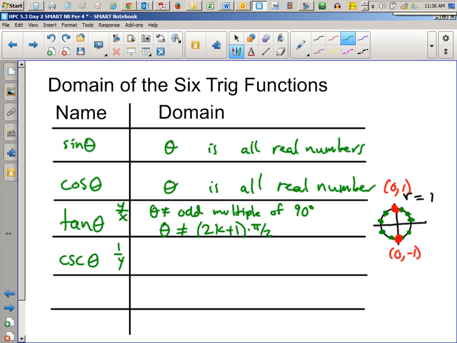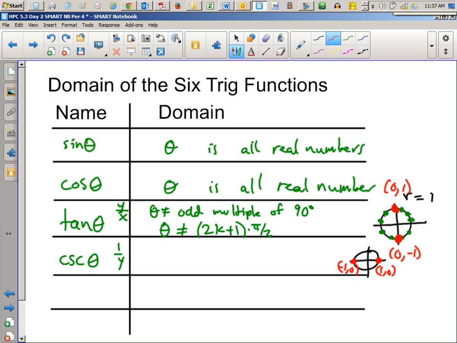Y cannot be 0, right? So where would that happen? Is that even possible? Yes, it happens here and here. At the point (1, 0) and the point (-1, 0), we have a problem. We cannot find cosecant because we can't find 1 over 0.